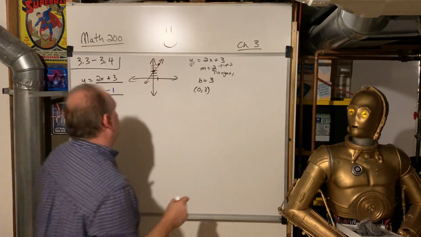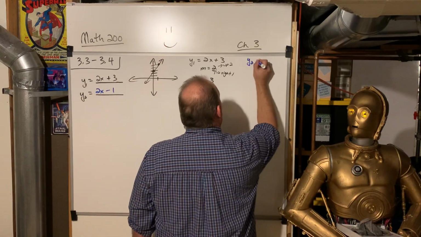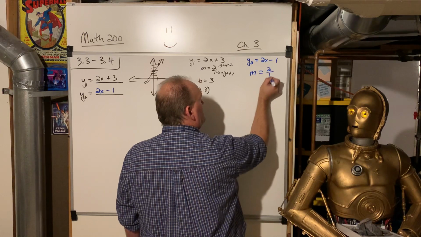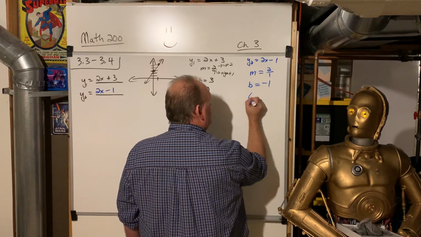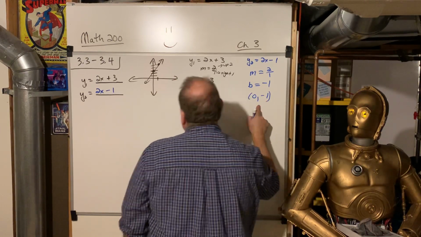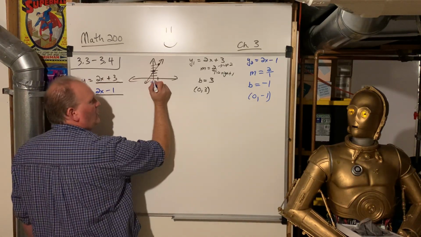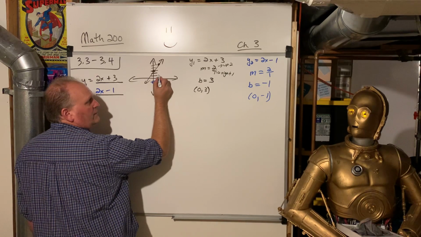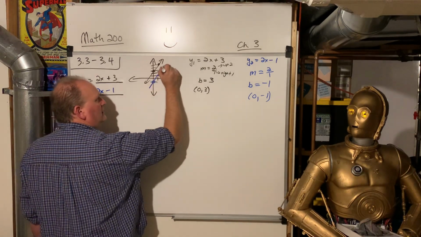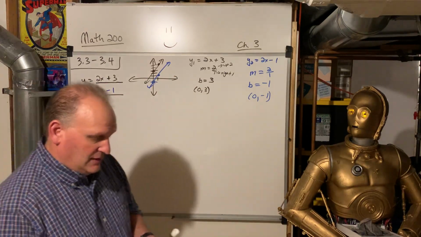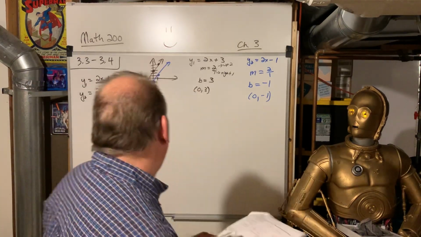All right, so we need y sub 2 is 2x minus 1. That is a slope of 2 over 1, and a starting point of negative 1. That's (0, negative 1). So that's my starting point at negative 1. And then from that point, I go up 1, 2, and over 1. And then I connect the dots. So those are parallel lines. That's what parallel lines look like.